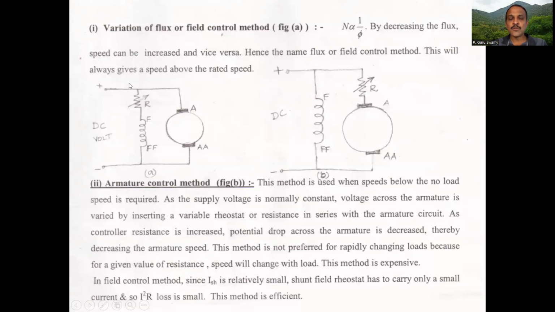In the field flux control method, we can go around the rated value of the speed and control this DC shunt motor. But when you come to the armature control method, we can operate below the rated speed of the DC motor. That's how we can do these control methods.